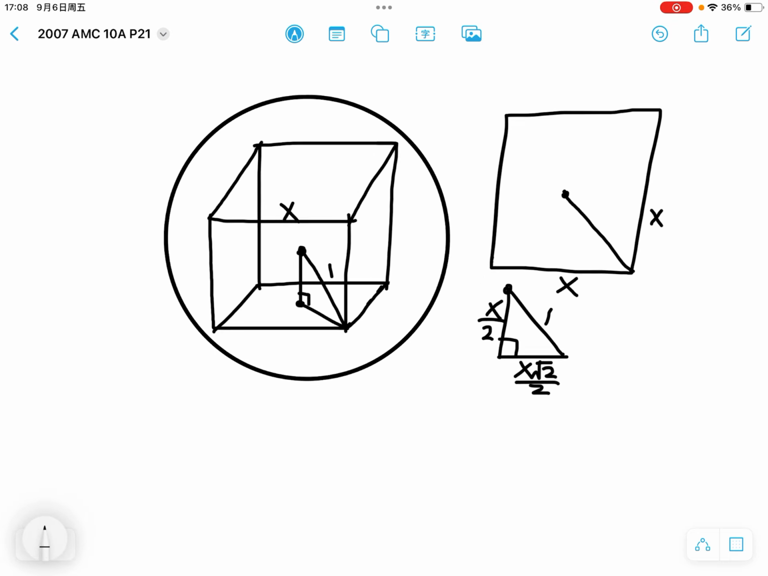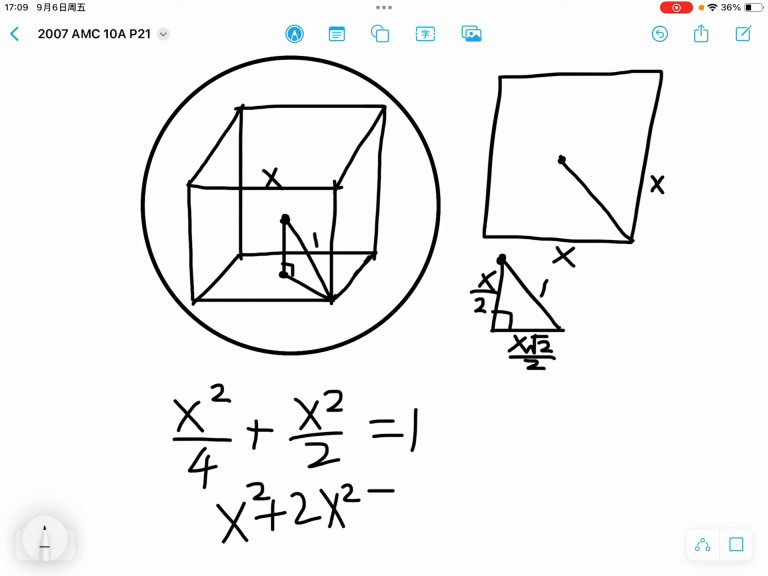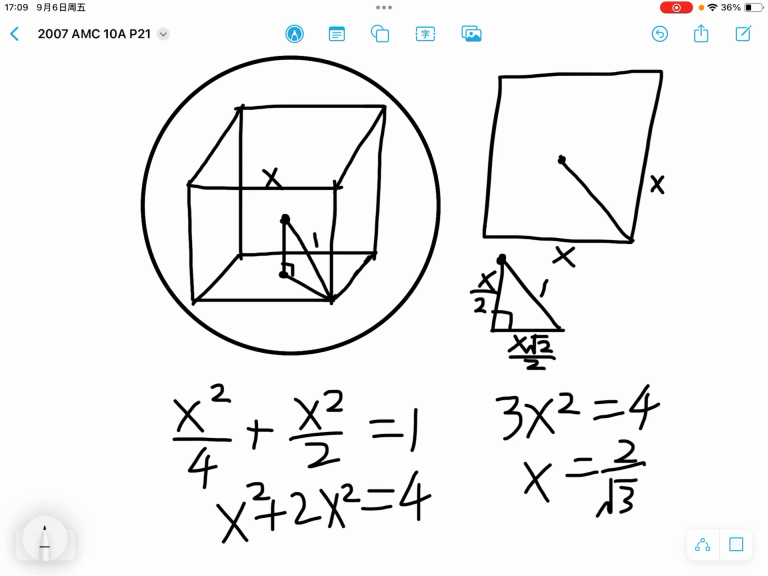So what does this mean? By using the Pythagorean theorem, x squared over 4 plus 1/2 x squared, or x squared over 2, is equal to 1. If we multiply both sides of the equation by 4, we have x squared plus 2x squared is equal to 4, meaning that 3x squared is equal to 4. So x squared is 4 over 3. If x squared is 4 over 3, x is equal to 2 over root 3, which is 2 root 3 over 3.